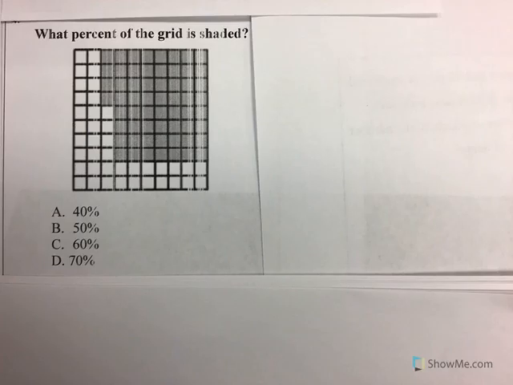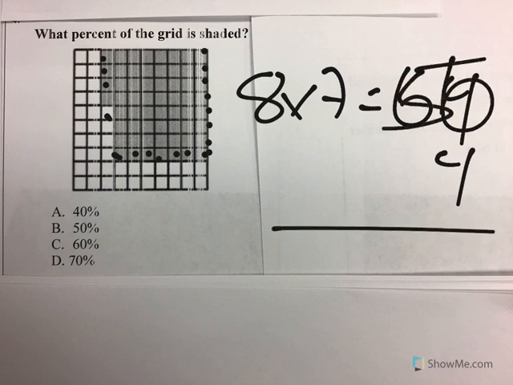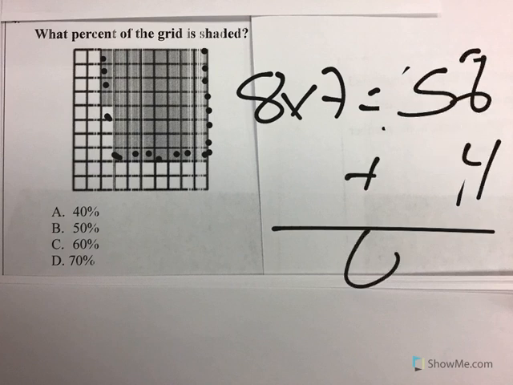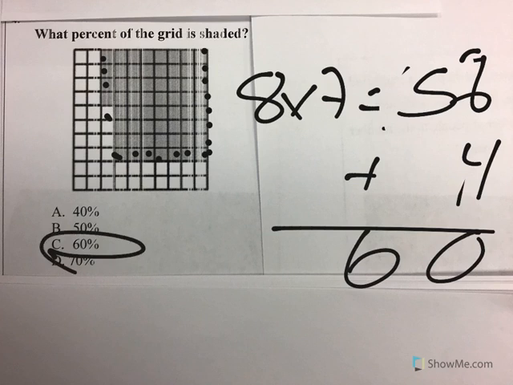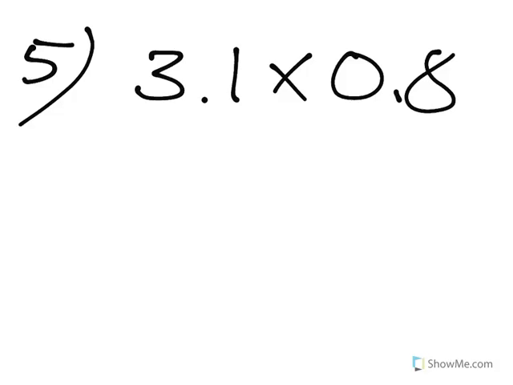Okay, number 4 is asking you what percent of the grid is shaded. So I know I got 1, 2, 3, 4, 5, 6, 7, 8. 1, 2, 3, 4, 5, 6, 7. So 8 times 7 is 56 plus 1, 2, 3, 4. Let me start over here. 56 plus 4 is 60. So my answer is C, 60. Remember, this was out of 100. So 60 shaded out of 100. So that's why it's 60%.